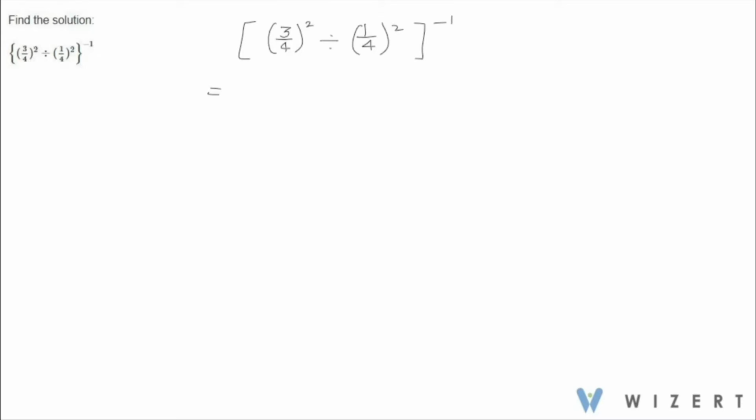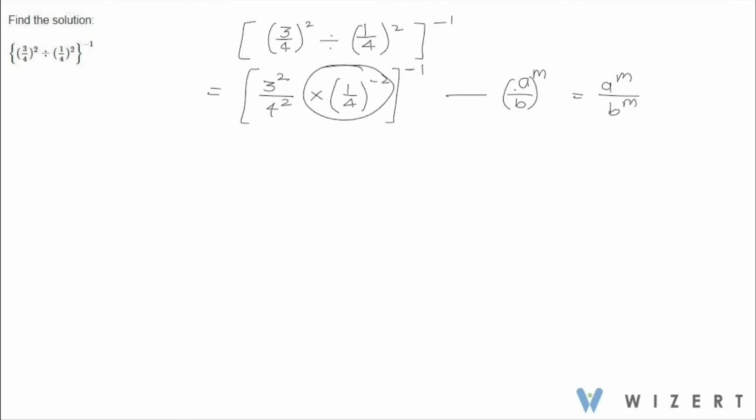So we have, let's see, 3^2 by 4^2 multiplied by (1/4)^-2, and this is entirely raised to the power minus 1. This is because of the exponent rule, which says (a/b)^m is equal to a^m by b^m. And here I have simply written division in terms of multiplication, so we have to write the reciprocal.